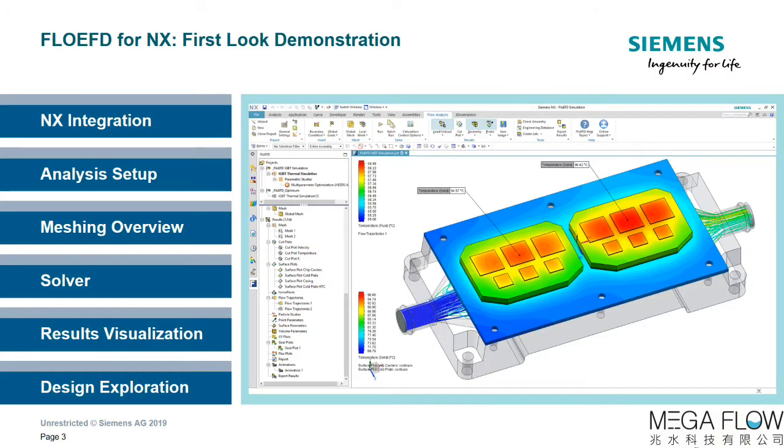Here is the roadmap for our demonstration today. This workflow mirrors the actual steps taken to go from geometry to CFD results using the software. We'll be looking at each of the steps in a little more detail to highlight some of the unique features of FloEFD for NX. The model we'll be using is an IGBT liquid-cooled module, which can typically be found in an electric vehicle or renewable energy application.